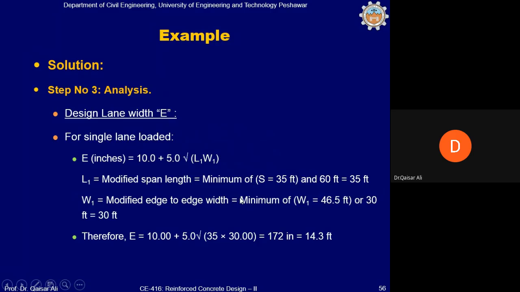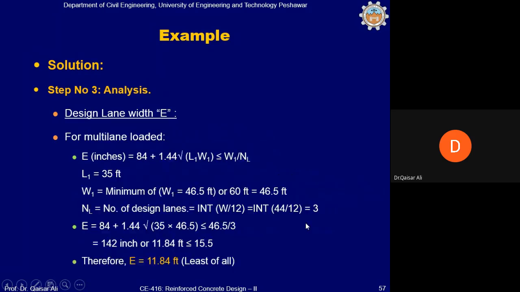And for this, we will calculate the single lane loaded E and the multi-lane loaded E. The single lane loaded E is 10 plus 5 into square root of L1 W1. L1 is the modified span, minimum of S and 60, so minimum is 35. And modified W1 is the minimum of W, which is 46.5, or 30. So we'll use 30. When we substitute the values of L1, W1 in this equation, 35 and 30, we get an E value of 172 inch or 14.3 feet.